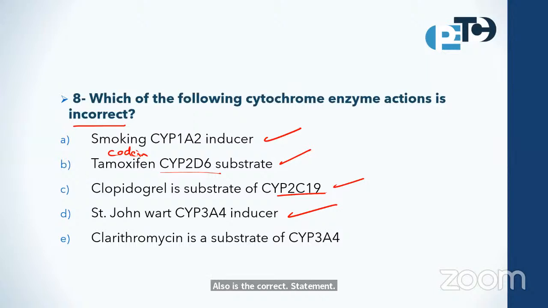Clarithromycin is a substrate of cytochrome 3A4. Clarithromycin, one of the macrolides, is an inhibitor of 3A4.